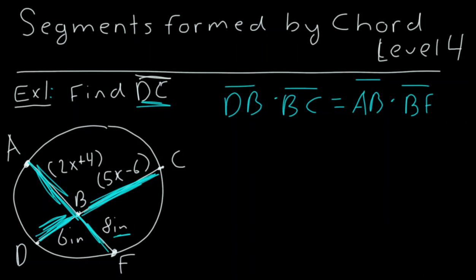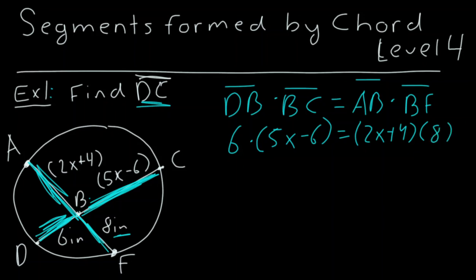We know that DB is 6 times, we see BC is parentheses 5x minus 6. Always make sure you write your parentheses. We know that AB is parentheses 2x plus 4. And we know that BF is going to be 8. Okay. Now from here we just have to do some simple algebra, and I would encourage you to pause the video and try the algebra out on your own. So go ahead and pause it.